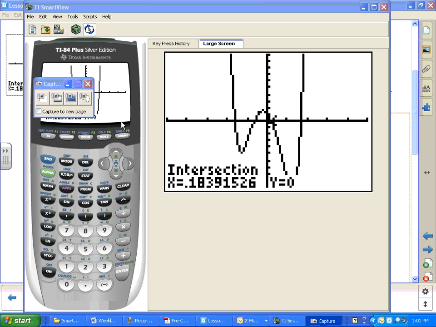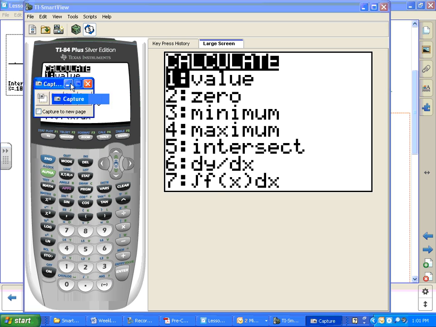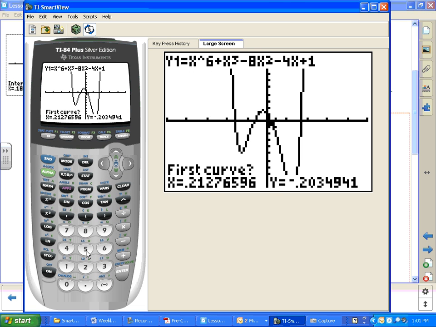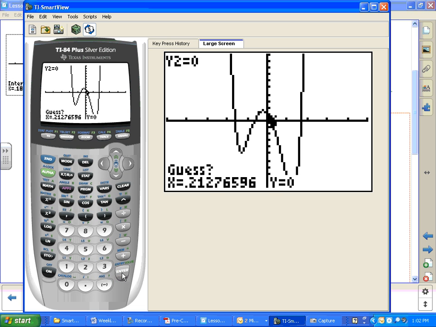All right, so let's find another one. Let's find the one to the right of it. Hit enter twice, and then scroll over to the 0 I want to find. Hit enter for the guess. Okay, 1.698.